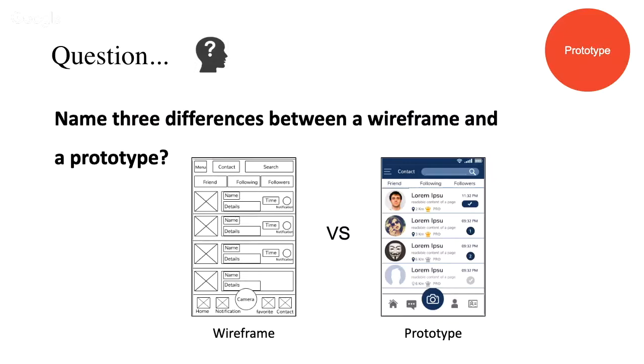Three differences between a wireframe and a prototype, no right or wrong. You need to name all three to get the prize. Okay, can this lady try? Speak louder, please. Interaction. Can you elaborate more? For example, you can tell me what does this have, what does this not have? That accounts for one difference.